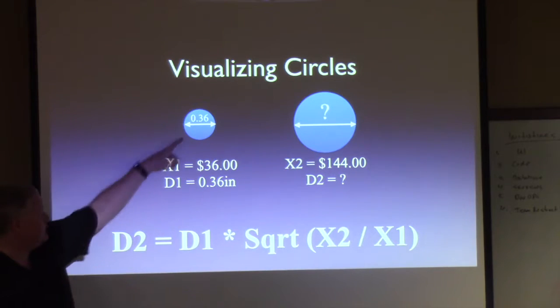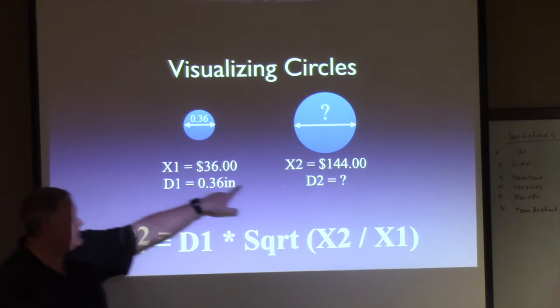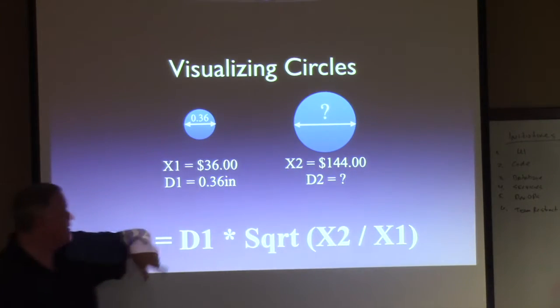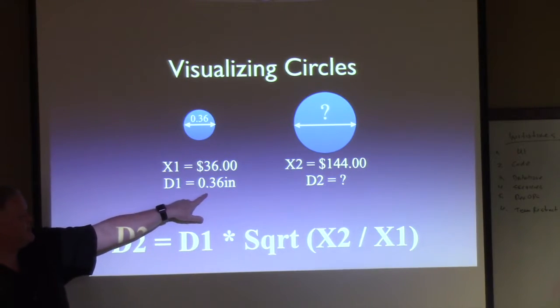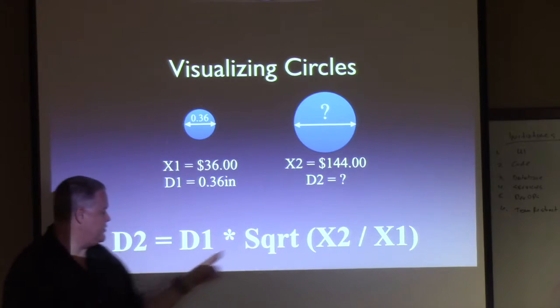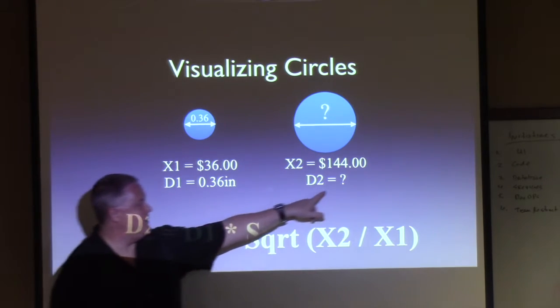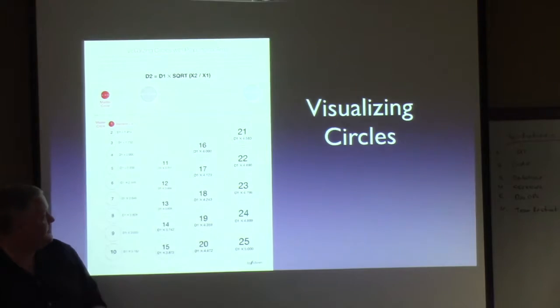So if you know one value, so $36 versus $144, and this is a diameter of 0.36 inches, you just throw those 3 numbers in here, and you can calculate what the diameter of this second circle should be.